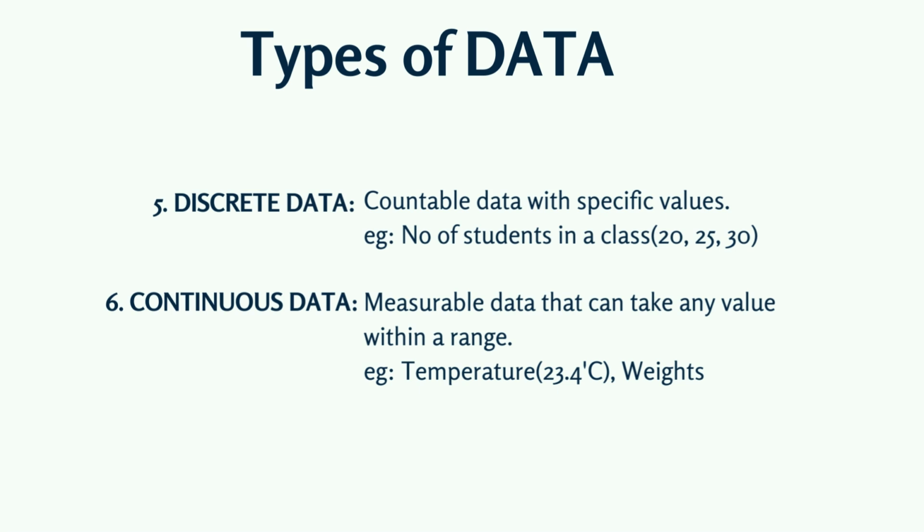Then there is continuous data, which is measurable and can take any value within a range. For example, temperature can be 23 degrees Celsius, or the weight of an object could be 45.7 kilograms. Another example is the time it takes to run a marathon, which could be 3 hours, 45 minutes, and 30 seconds.